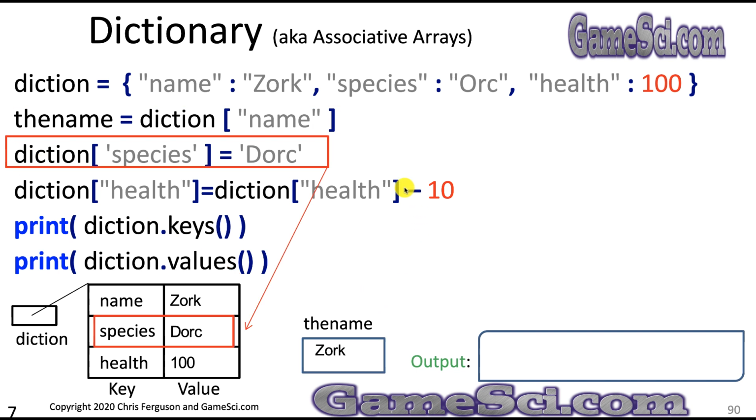Next up, let's put something into the dictionary. Take a new value, dork, and assign it in the dictionary under the key species. Well, this originally was orc, and we replaced the value of orc with the new value dork.